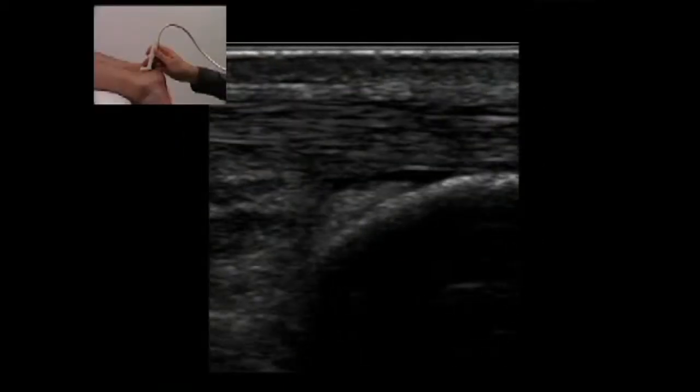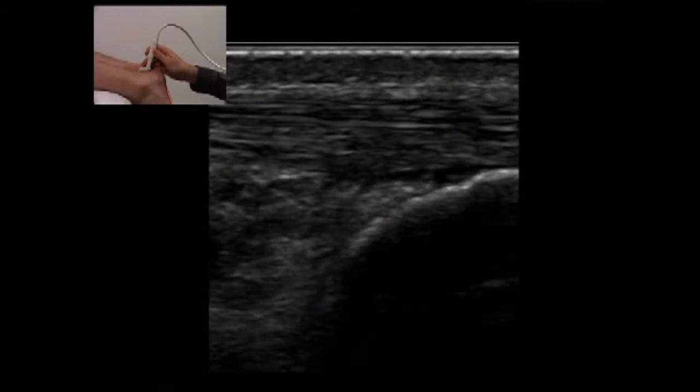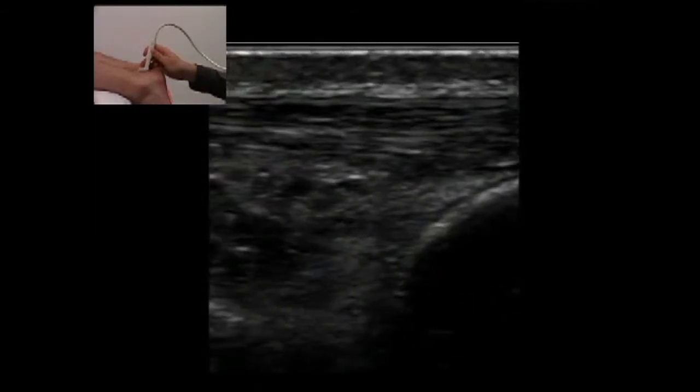The retrocalcaneal bursa is hypoechoic, surrounded by fat. By moving the probe proximally, the Achilles tendon may be observed to its musculotendinous junction.